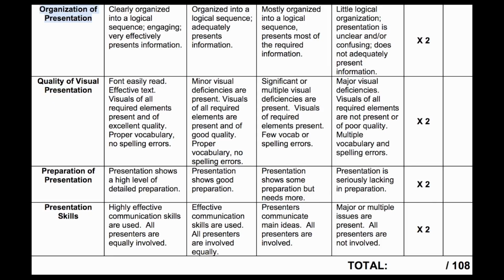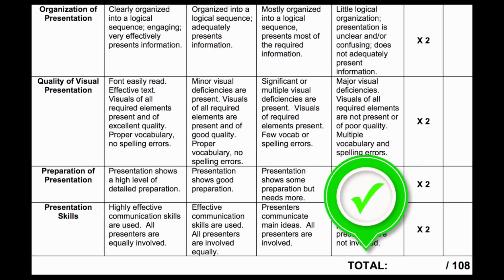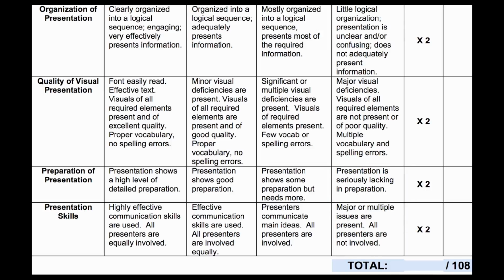You have your organization of presentation, you have your quality of visual presentation, you have your preparation of presentation, and you have your presentation skills. These things are all the same as they have been in our other presentations. Mr. Burke gave you some advice earlier in this video about how you're presenting and making sure that you are selling it and really making your product seem like something that your consumers are going to want to purchase. So please read these all carefully to make sure you get the maximum points available for your presentation. And notice that the overall grade for your project is out of 108 points, which, as with all the other projects, will be a significant impact, hopefully positively, on your grade.